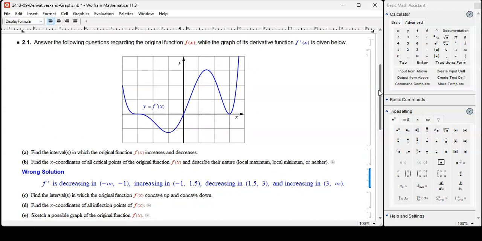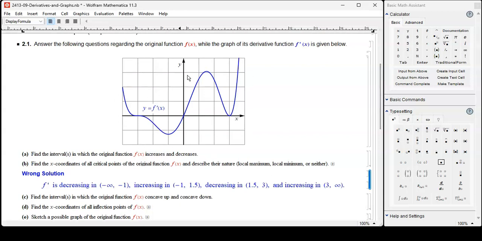Find the intervals in which the original function is concave up and concave down. Well, here, don't look at this picture and try to answer concave up, negative infinity to negative 3, and then concave down, negative 3 to, I don't know, about negative 2, and then concave up, negative 2 to about, I don't know, about 0, and then concave down, I don't know, 0.5 to 2. That's not going to work.